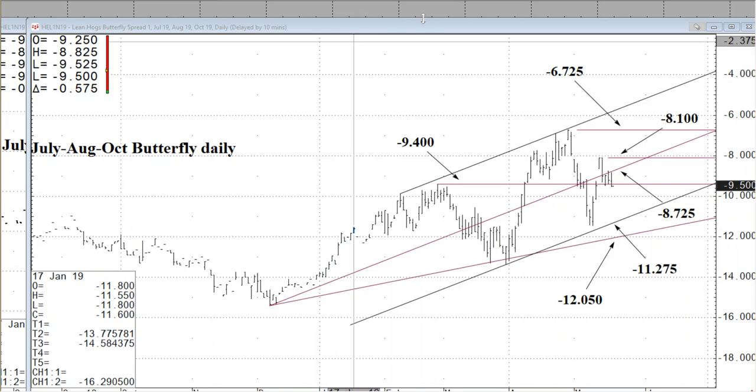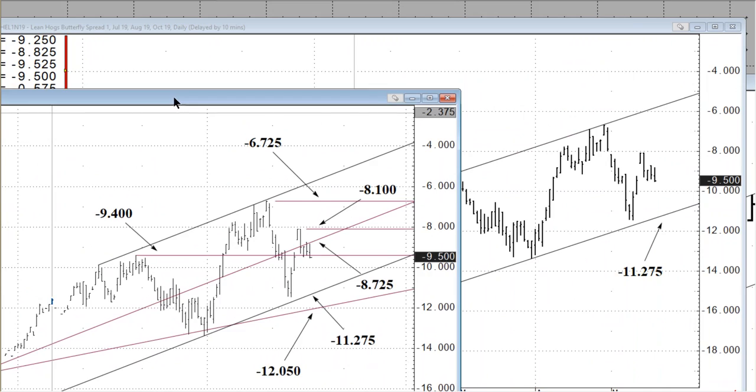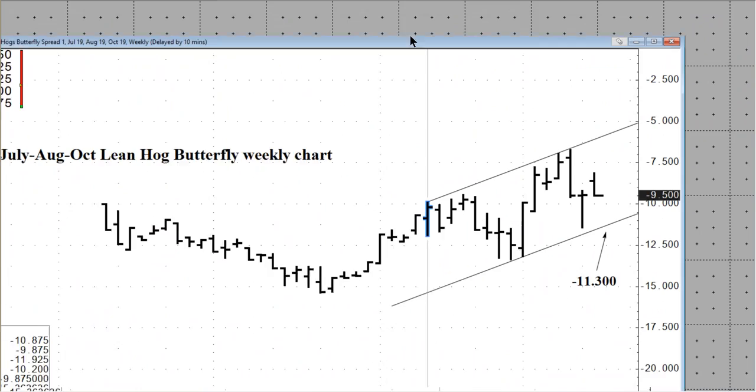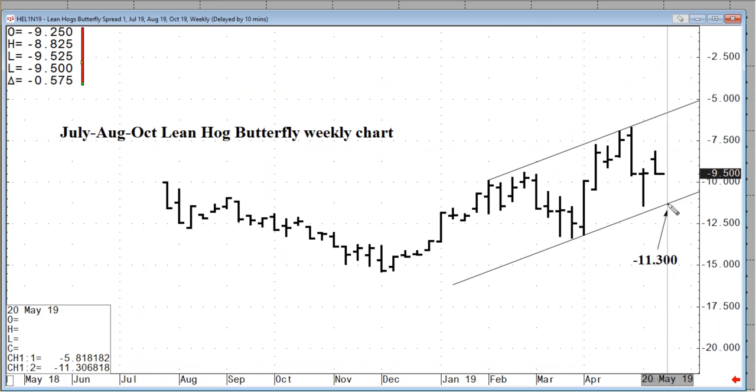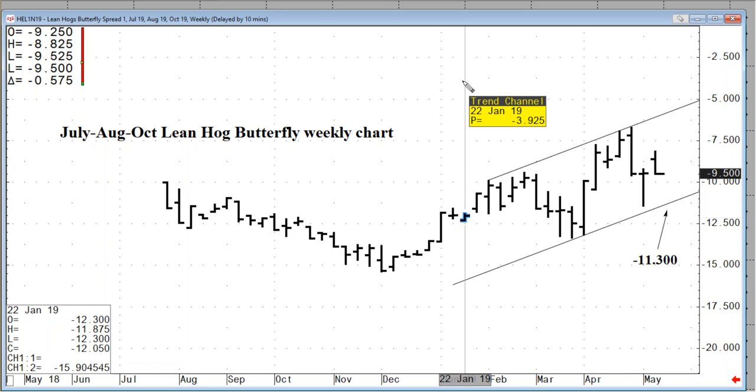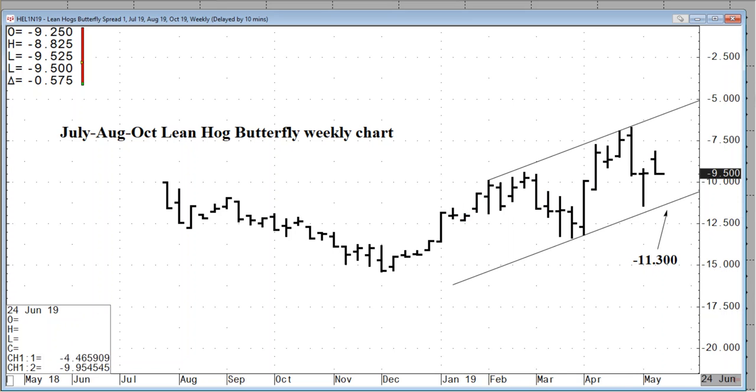Now, these are all daily charts. I'm finding that, let me pull up a weekly chart. This is a weekly chart. It can be done. You do have structure here all week long. This is the July, October lean hog butterfly weekly chart. Next week we have support at negative 11.3. Sometimes I forget to throw the negative in there, and I'll just assume that you know exactly what I'm talking about. So that is support for the week ahead.